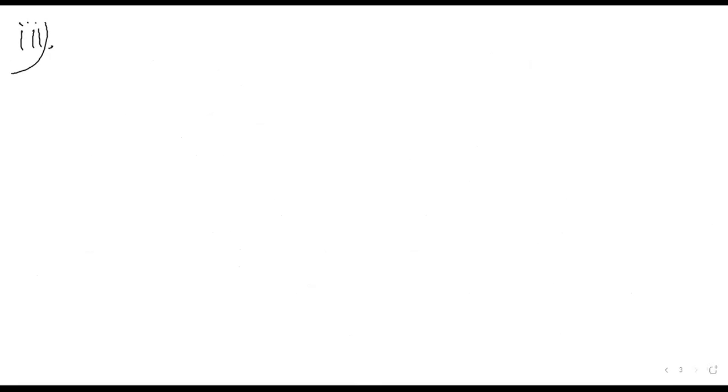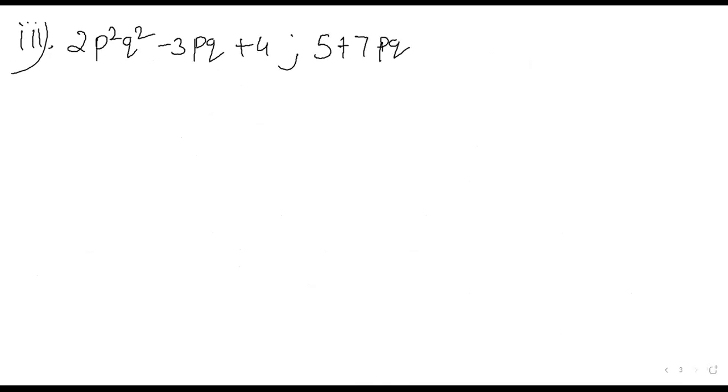that is 2p square q square minus 3pq plus 4. The second expression that is given, 5 plus 7pq and minus 3p square q square. And let me see, is the third one there or not? Only 2 expressions are there. So we have to add these 2 expressions.